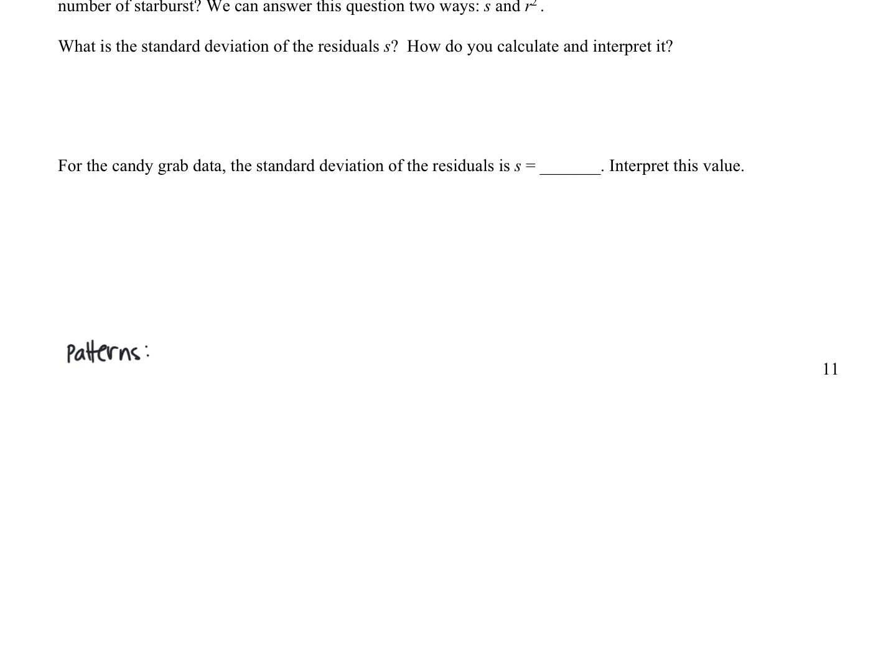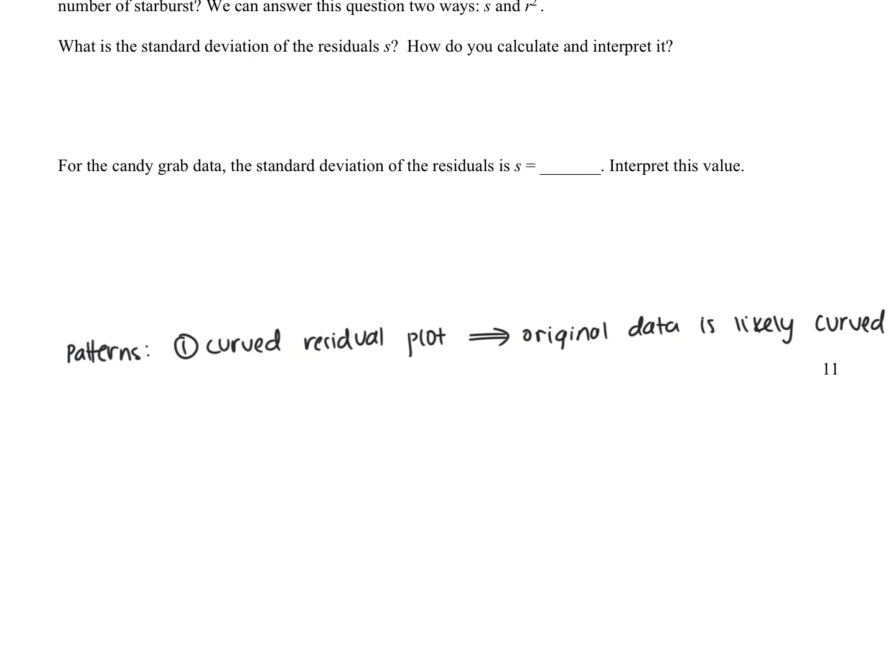Here are the two patterns that I want to make sure that we look out for. The first one is a curved residual plot. If there is a curve in the residual plot, that tells us that the original data is likely curved. So a curve in the residual plot means that the original data is likely curved.